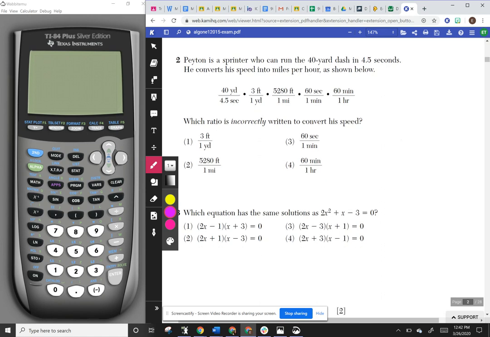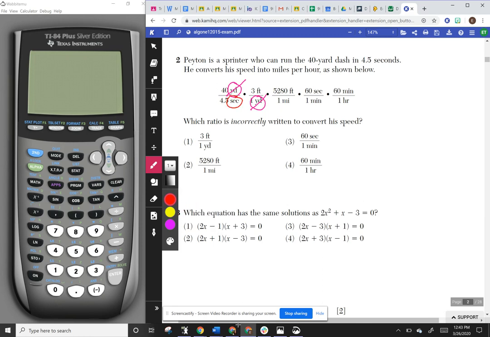Question number 2. Peyton is a sprinter who can run the 40-yard dash in 4.5 seconds. He converts his speed into miles per hour as shown below. Which ratio is incorrectly written to convert his speed? So each fraction is written so that we can cancel out the units from before. This yard up here from 40 yards, we can cancel out with this yard down here. And we're going to want to continue making those crossings until we figure out which one is incorrect.